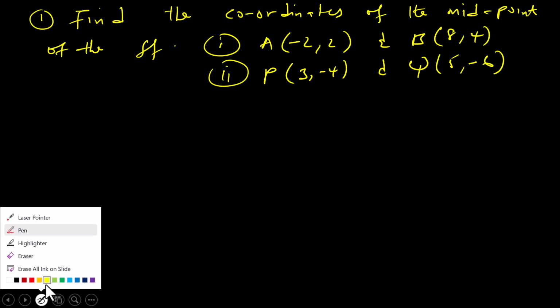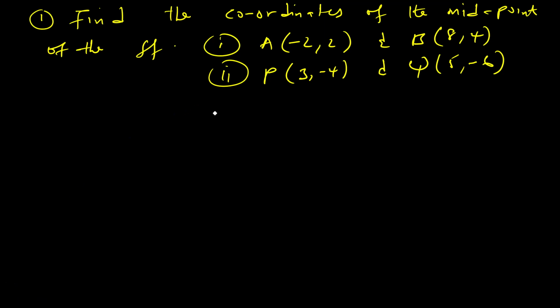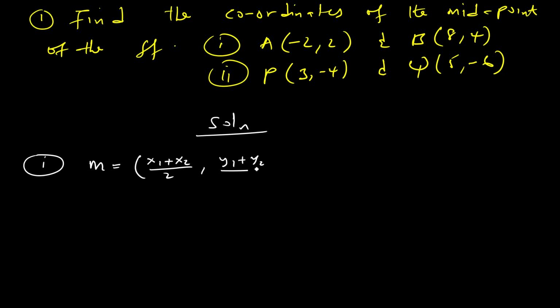All right, so let's look at the following examples. We have to find the midpoints of the following. The first one, I. We want to find the midpoint of AB. The formula is x1 plus x2 on 2, y1 plus y2 on 2.